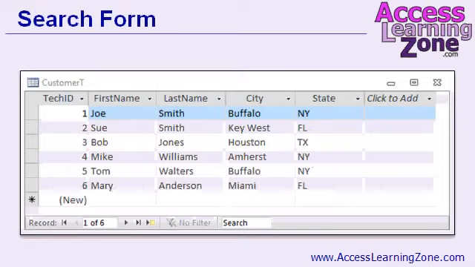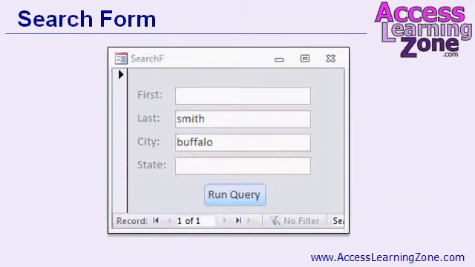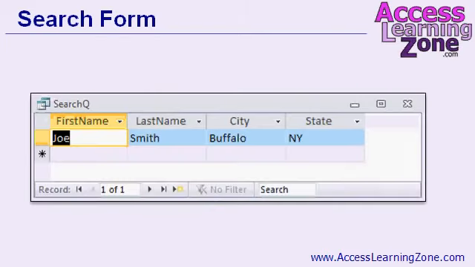In today's lesson, we'll start out with a customer table with a bunch of different fields: first name, last name, city, and state. We'll build a form with multiple fields on it where we can type in whatever records we want to search by. For example, show me all the Smiths from Buffalo. And we'll also say do not use first name or state as a criteria if those fields are left blank. And then we'll make a button to show us the results in a query. And of course, you can use this query to build a report with.